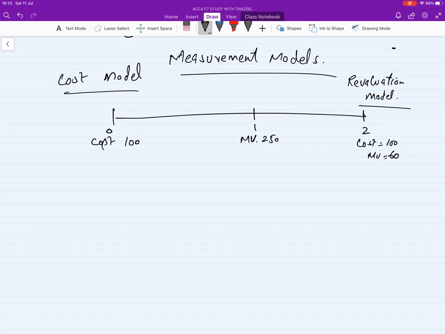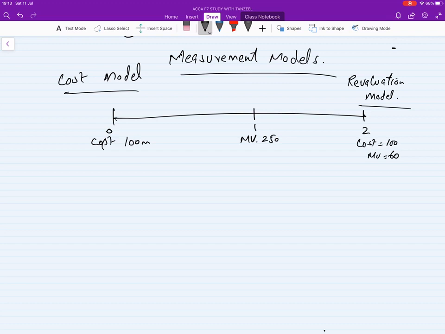Like, if you have a land with a cost of 100 million, and at year one you have this land with you. After 1 year, the market value of this land has increased to 250 million. So you got a gain of 150 million. The director was very happy. So he was like, oh yeah, let's start using the revaluation model.